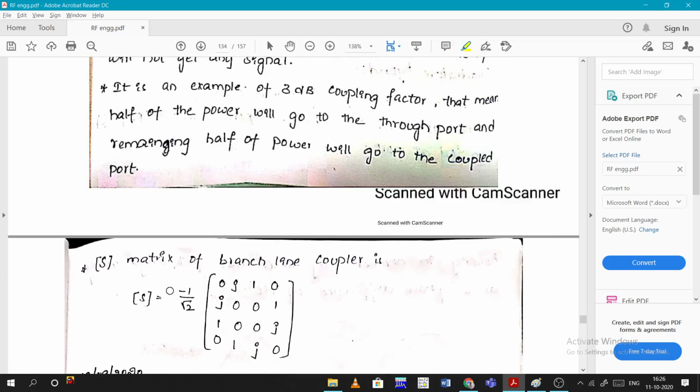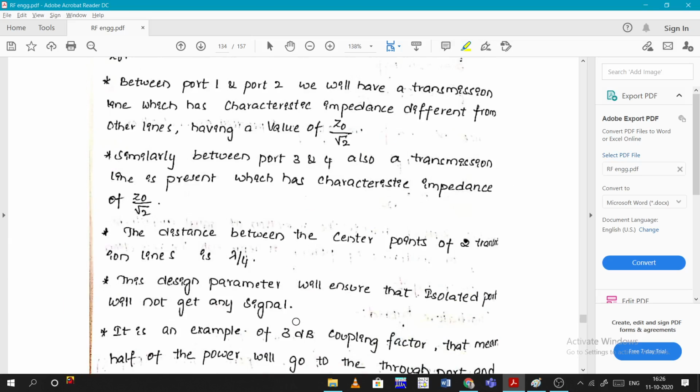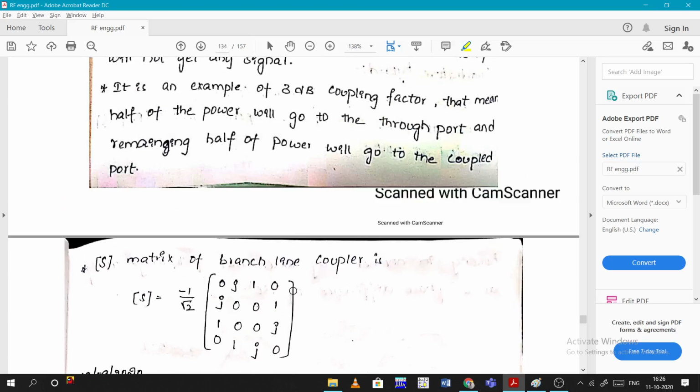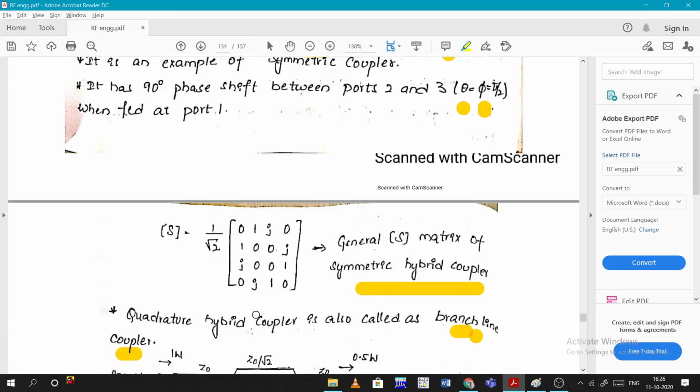So for that, the S matrix for the branch line coupler will be this one: minus 1 by root 2, 0 j 1 0, j 0 0 1, 1 0 0 j, 0 1 j 0. So don't confuse the two. This is the branch line coupler's matrix and this is the symmetrical hybrid coupler's matrix.